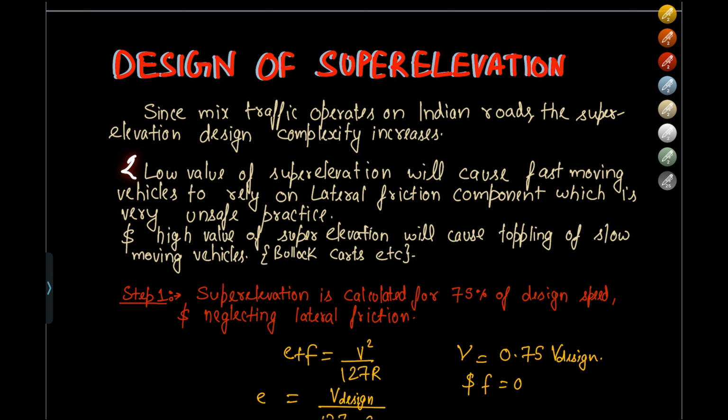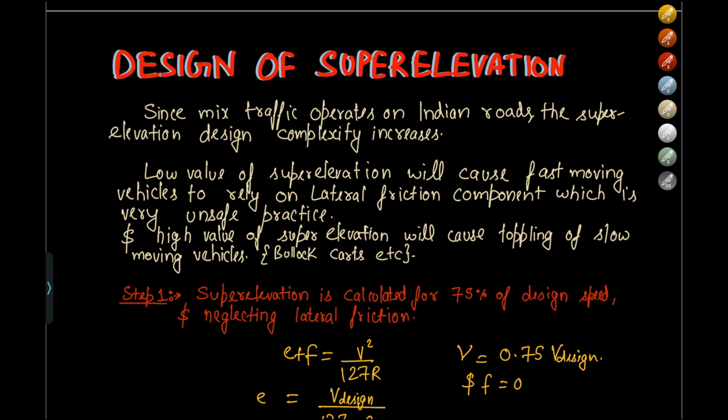These are some of the points. The low value of superelevation will cause fast moving vehicles to rely on the lateral friction component, which is a very unsafe practice. And a high value of superelevation will cause the toppling of slow moving vehicles. If we provide a very small superelevation, the fast moving vehicles will have to rely on the lateral friction component for prevention of toppling of the vehicle, and that would be very unsafe.